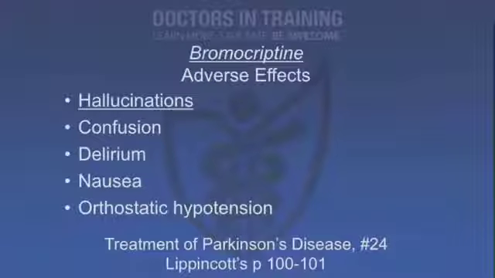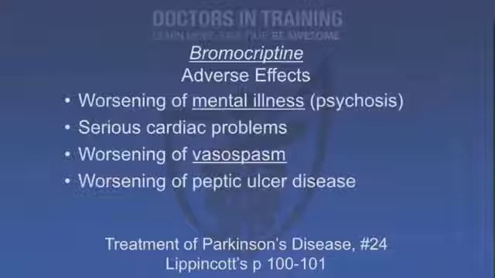So if you give a dopamine agonist, you can actually suppress pituitary tumor growth. In terms of adverse effects, unfortunately, bromocriptine has a lot of adverse effects, and the side effects severely limit the usefulness of these dopamine agonists in general. The drug can cause hallucinations, confusion, delirium, nausea, orthostatic hypotension, much more commonly than with levodopa, but you have less dyskinesia. Bromocriptine can cause mental illness to worsen, and psychosis is associated with excessive dopamine, as we mentioned a couple of times before. Bromocriptine can cause serious cardiac problems, particularly in patients with a history of MI. It can cause worsening of vasospasm in patients with peripheral vascular disease, and it can cause worsening of peptic ulcer in patients who have ulcer history.